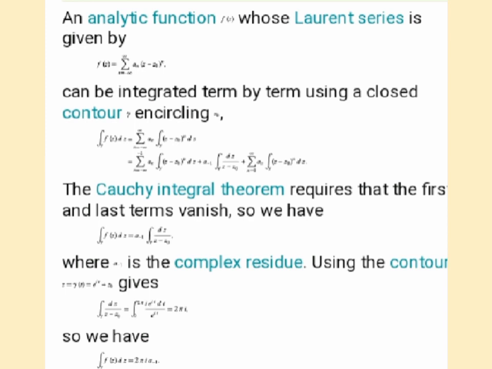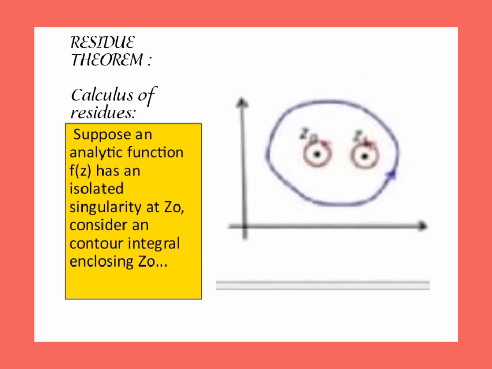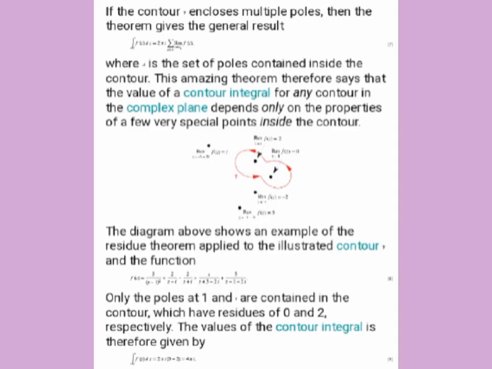For the residue theorem, an analytic function whose Laurent series is given can be integrated term by term using a closed contour. Complex residue uses the residue theorem, the calculus of residues. Suppose an analytic function f of z has an isolated singularity at z0. Consider a contour integral enclosing z0. If the contour encloses multiple poles, then the theorem gives the general result. We have given a diagram of the residue theorem.